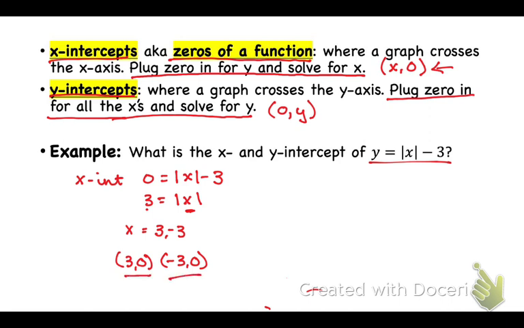Got me? Okay, so y-intercept, we plug a 0 in for what? X. So same equation, so I have y equals the absolute value of 0 minus 3. Well, the absolute value of 0 is 0. Minus 3 is negative 3. So my y-intercept is (0, negative 3).